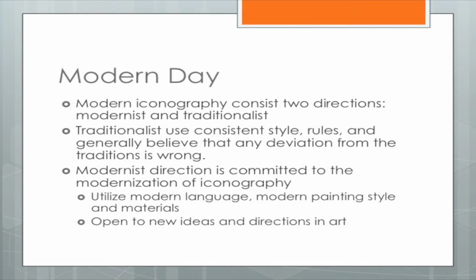Modern iconography consists of 2 directions, modernist and traditionalist. Traditionalists use consistent style and rules, and generally believe that any deviation from the traditional is wrong. The modernist direction is committed to the modernization of iconography. It utilizes modern language, modern painting style, and materials, and is open to new ideas and directions in art.